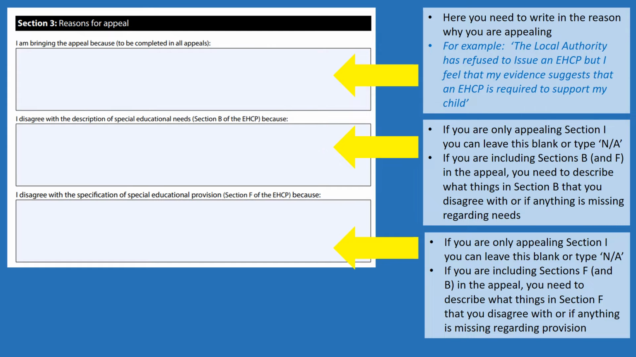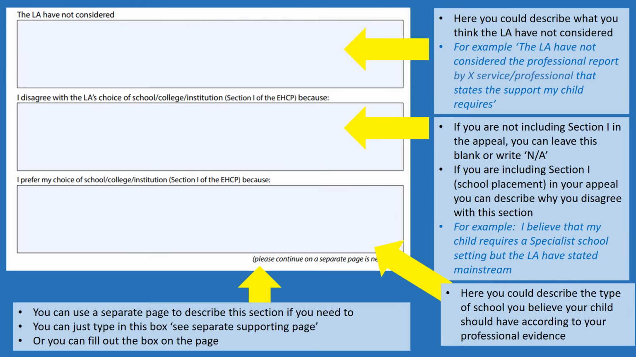Section 3. Reasons for appeal. In the first box you need to explain the reason why you are appealing. In the second and third box you can describe anything that is within Sections B and F that you disagree with. If it is a Section I appeal only, you can leave these blank or write non-applicable. Here you will need to describe what you feel that the local authority have not considered, for example, professional reports that state what support the child or young person may require.